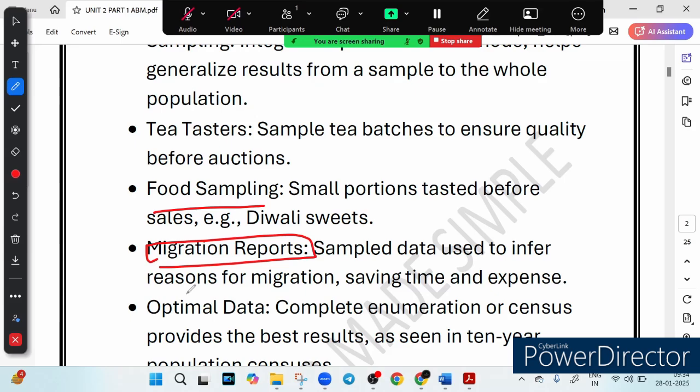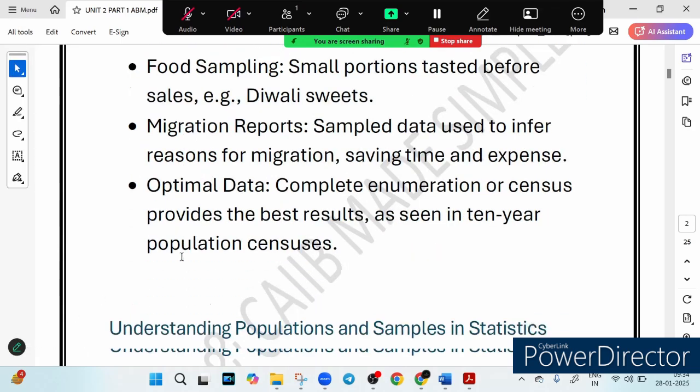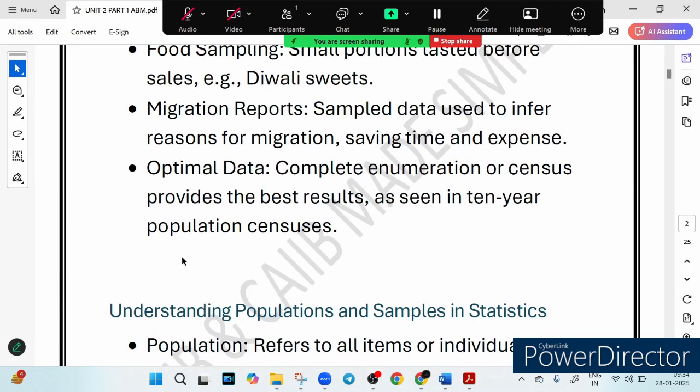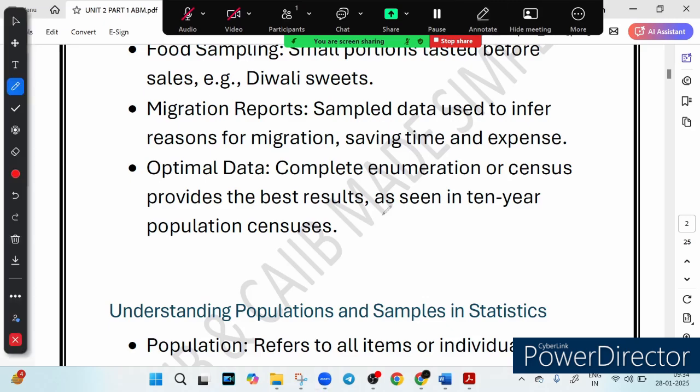And of course, let me show you one more example of this sampling. You can see it here. Of course, the gold standard for data collection is a census. You have heard about this census, right? This is the gold standard for data collection, where every individual is counted, like India's 10-year population census, but that is time intensive and not always practical for every study.